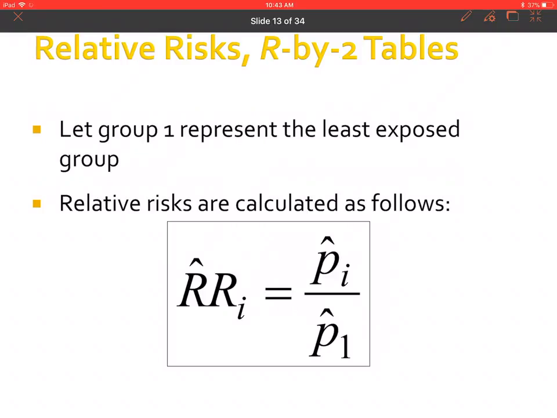Hi, and welcome back to part 2 of our chapter 18 here. In this part, we're going to be talking about relative risk. I think the book does an okay job talking about relative risk, and I'm going to add a little bit more to it for everybody.